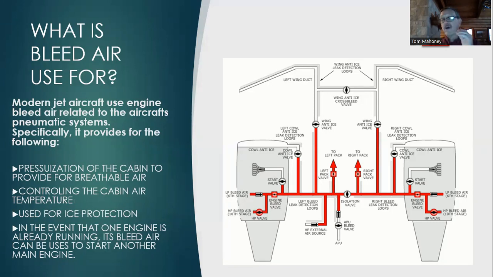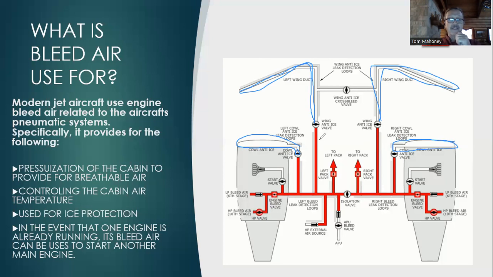We can take and dump off some of that bleed air up into, for example, we can bring it up this direction, put it into the leading edge wing ducts along here, use it for pressure heat. We can also take it and put it in front of the engine cowling, warm up those engine cowlings so we don't have any ice in those areas.